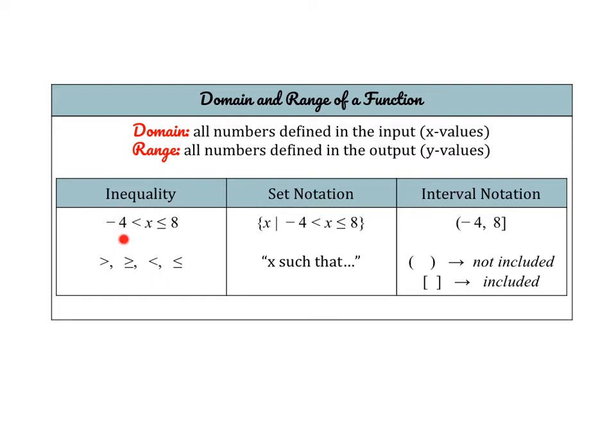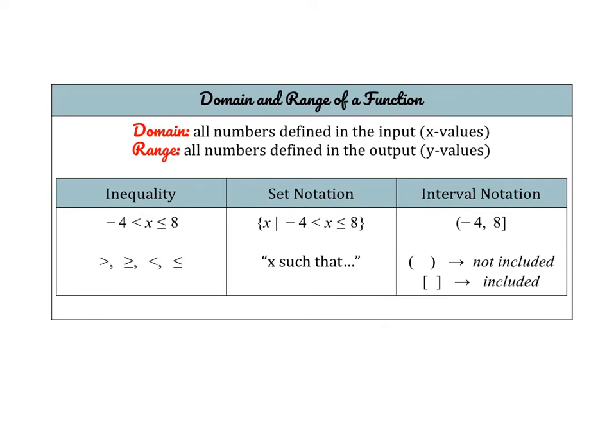So this specific example here, we could read this as negative 4 is less than x is less than or equal to 8. So this pretty much describes the x values between negative 4 and 8. Here's the lower boundary, here's the upper boundary. In this case, negative 4 is not included because we don't see that or equal to sign, but 8 is included. So it's a way to describe which x values work for this function.